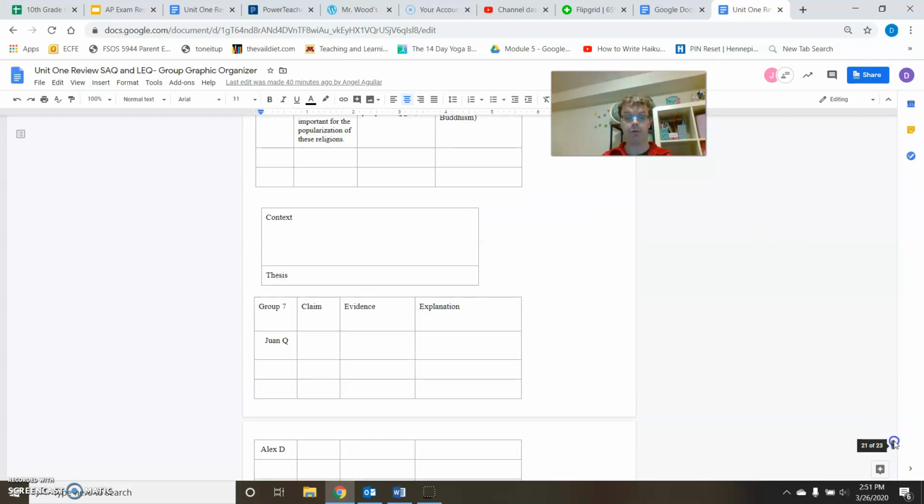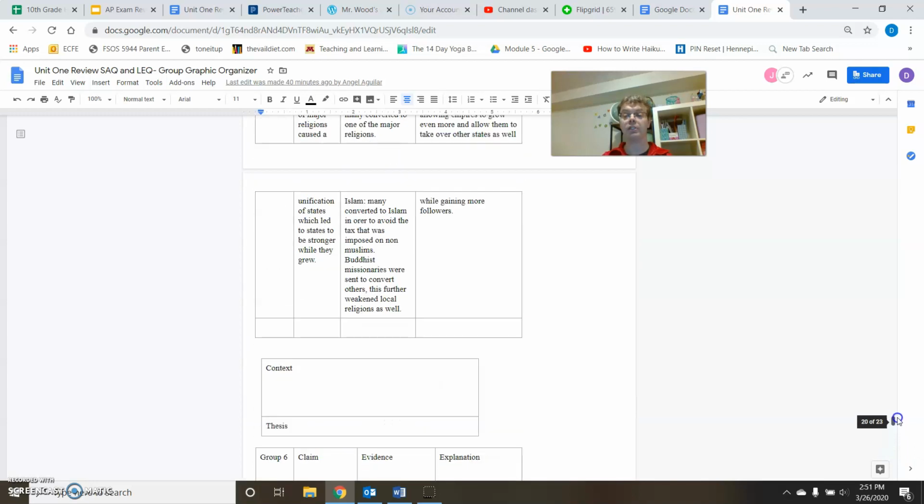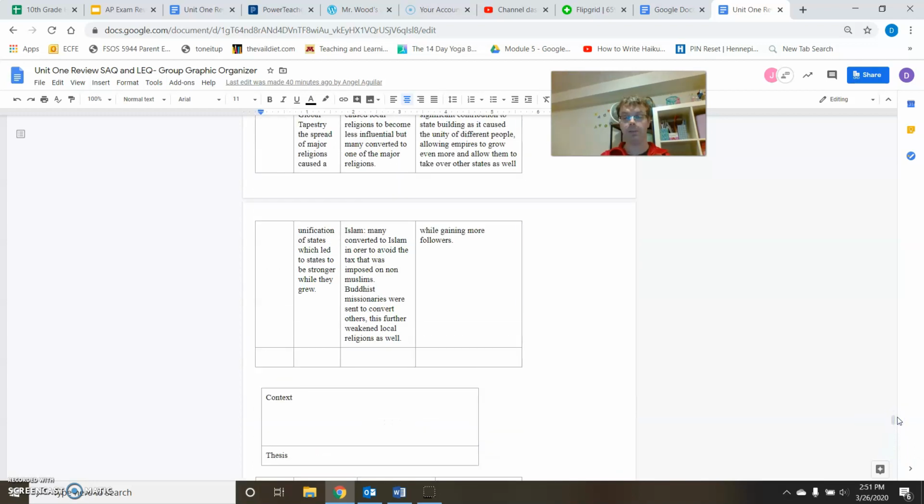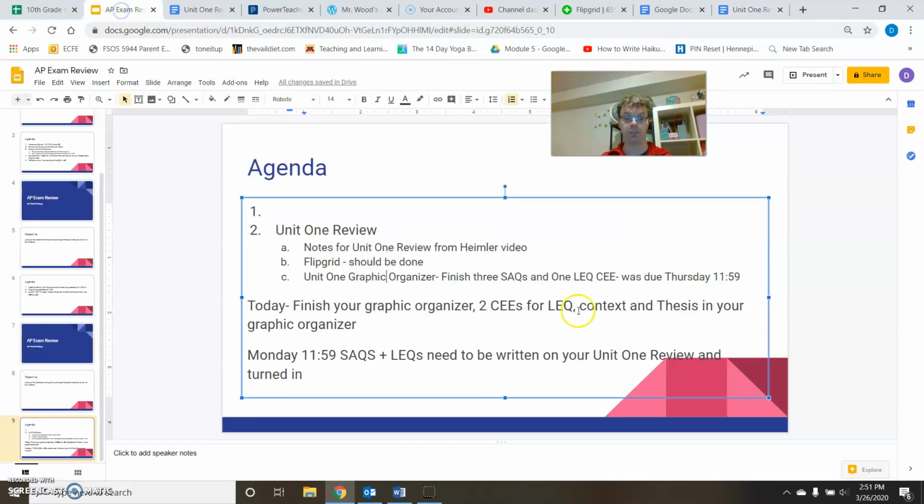And remember, your thesis statement is the combination of your claims. Claim 1 plus claim 2. That is basically how we are doing our thesis statements.